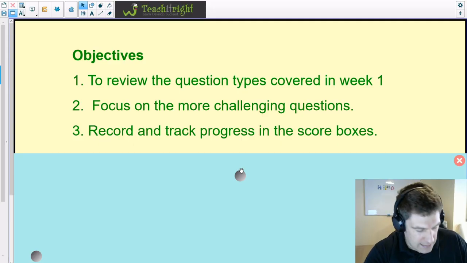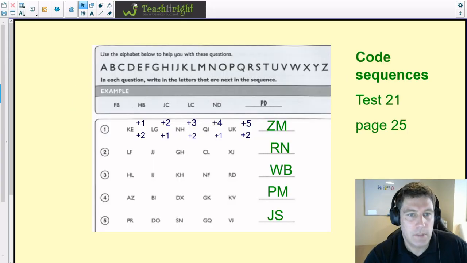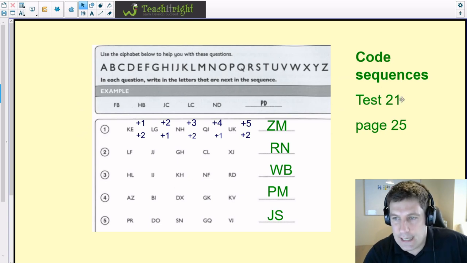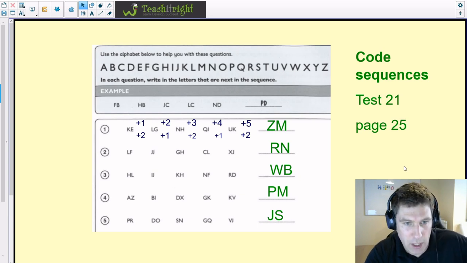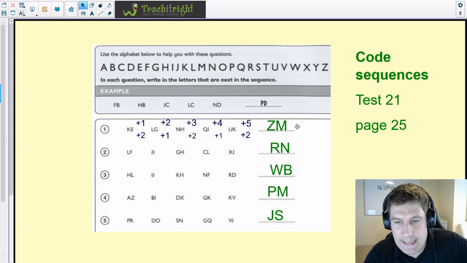So the first test that you would have completed for your homework was this one here, and its code sequence is test 21, page 25. So please make sure you've got your book open. As you can see down the side, I've actually typed in what those answers actually are.